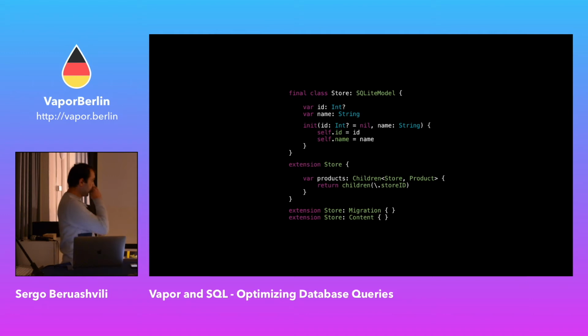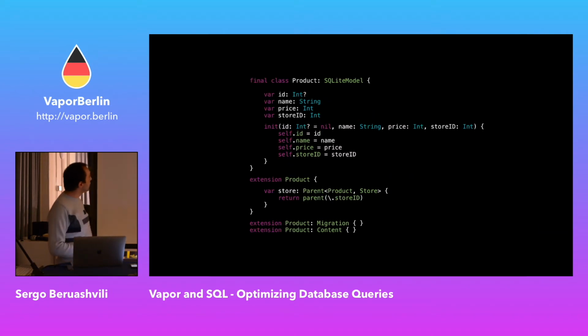And as you see here, we have the products, that's the children. So this is an example of a one-to-many relation. The store could have many products. And if we look at the product model, it has a store ID, and the store is referenced with the store ID.